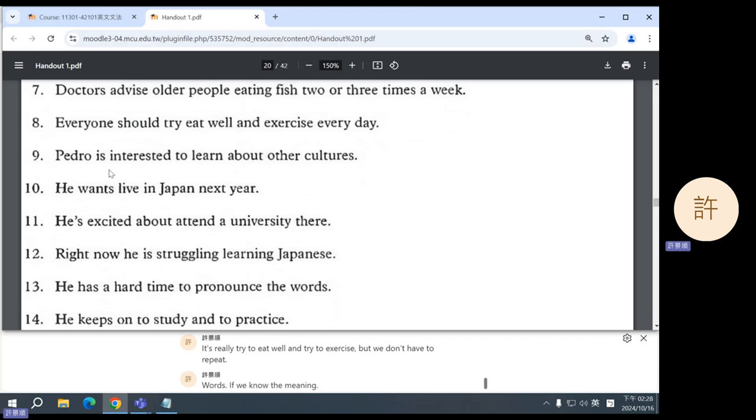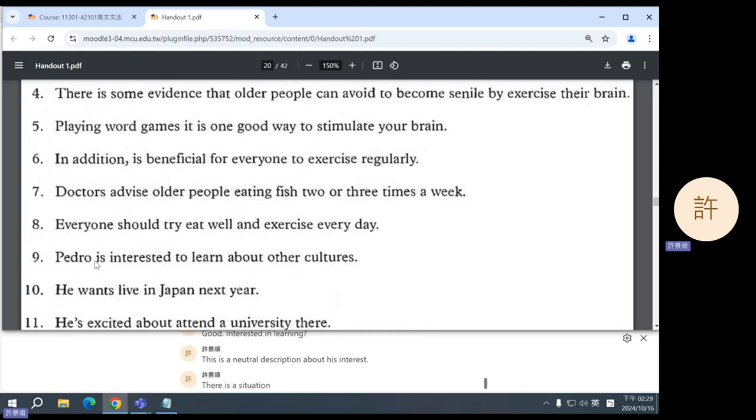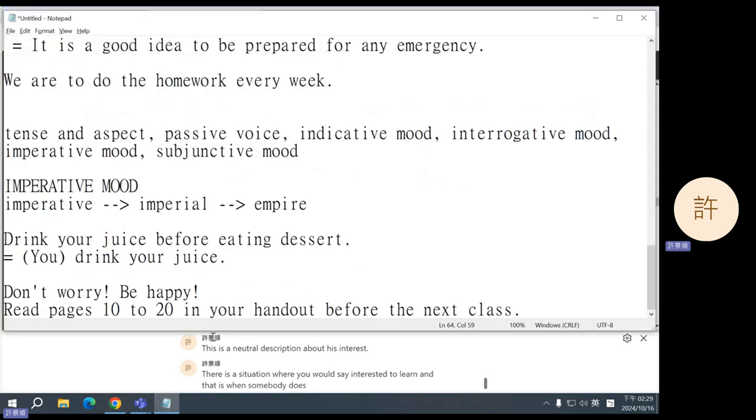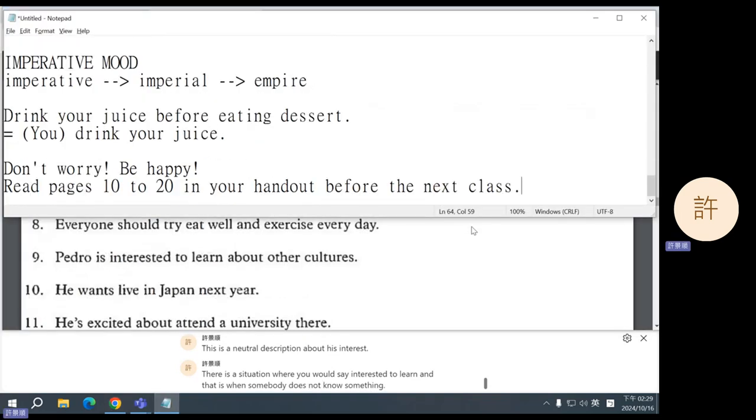Number nine, Pedro is interested to learn about other cultures. Good. Interested in learning. This is a neutral description about his interest. There is a situation where you would say interested to learn, and that is when somebody does not know something and you are making them learn it.